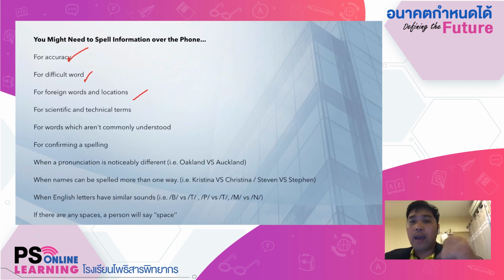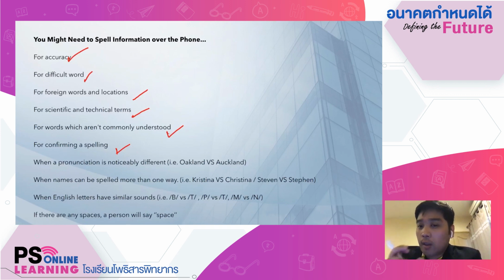If you say, I am living in Talingshan, they cannot know what Talingshan is or how to spell it. So you need to spell Talingshan to them. For scientific or technical terms, you need to spell them out. For words which aren't commonly understood, or for confirming a spelling, if you spell out without using a code, you may need to use this code also.